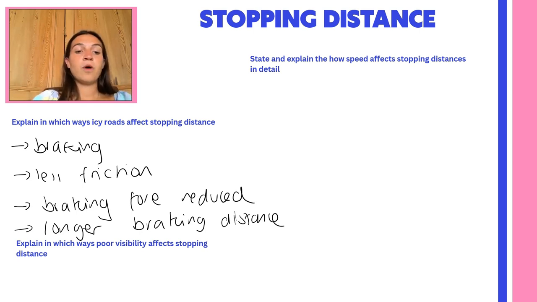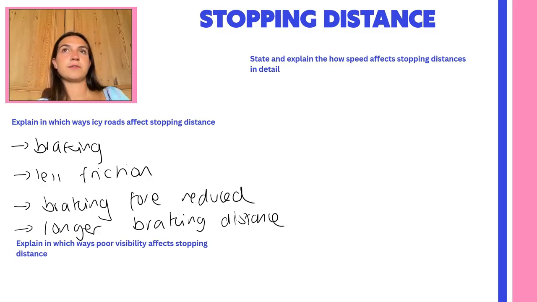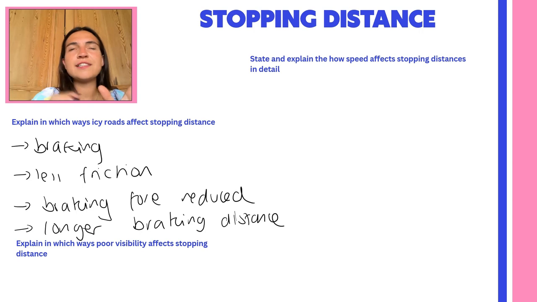Explain in which ways poor visibility affects stopping distance. Now, this is a common misconception because people often write down weather as their idea for something affecting the stopping distance of your car, and that can be true, as we just saw with the icy roads. But visibility doesn't technically affect either your thinking or your braking distance, okay? It's true that things are harder to see when the visibility is poor, but still, once you've seen the hazard, your time to react would be the same and your time to stop would be the same.